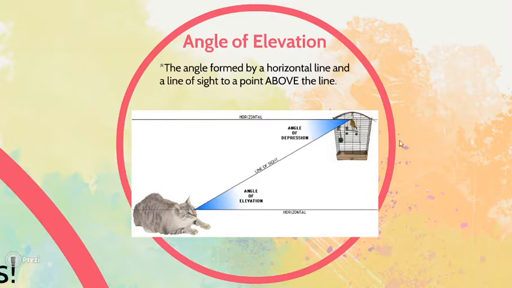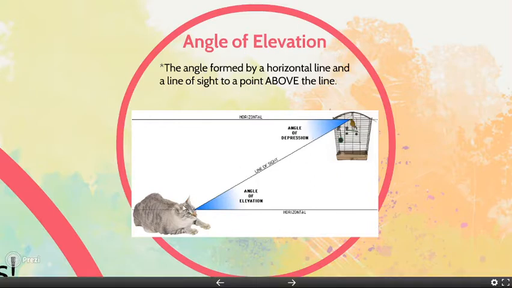Okay, so like in this picture, we have this cute little cat. If the cat was looking straight, it would create this horizontal line. But then guess what? The cat sees the bird up here. So the cat will look up. So when the cat actually raises its eyes from the horizontal, it will create this angle of elevation right here.